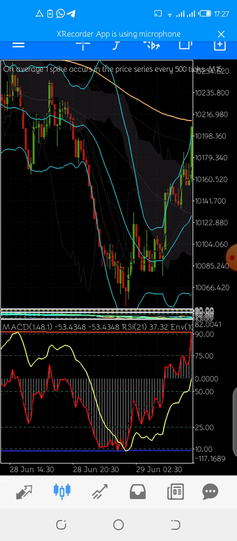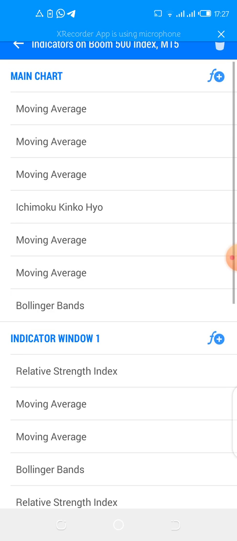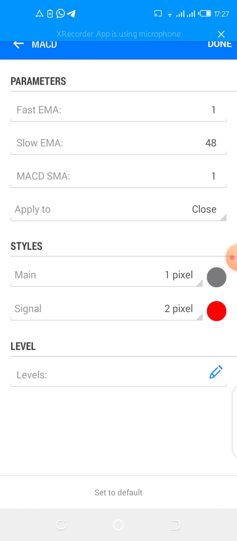For the window chart, we are using a MACD and a moving average. So let's check that. This is the settings of the MACD. It is fast EMA 1, slow EMA 48, MACD SMA 1, apply to close, and you can put whatever colors you choose, okay?